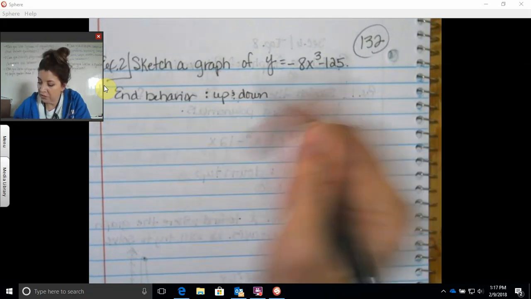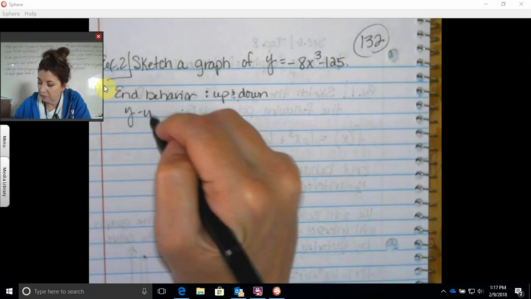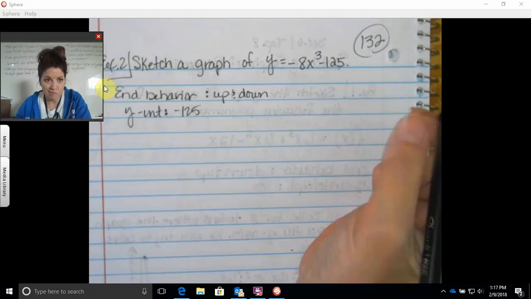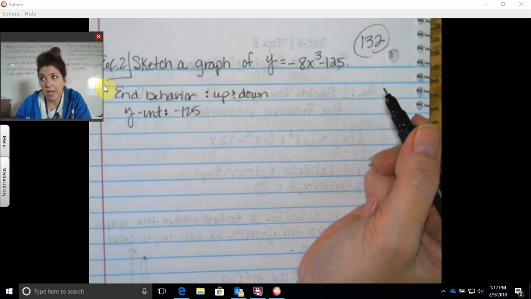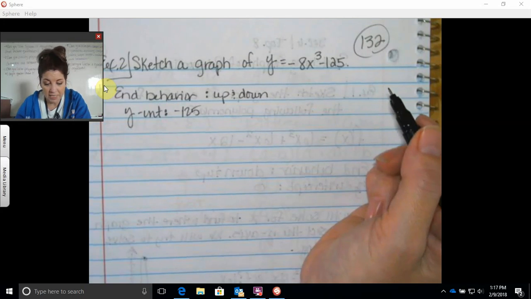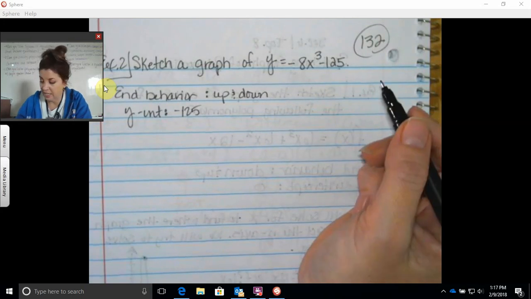What is my y-intercept? Negative 125. Are we probably going to use that? Probably not. But if we had to, we don't have to do increments of 1, right? But that's our y-intercept. So we need to find out where the graph crosses the x-axis.